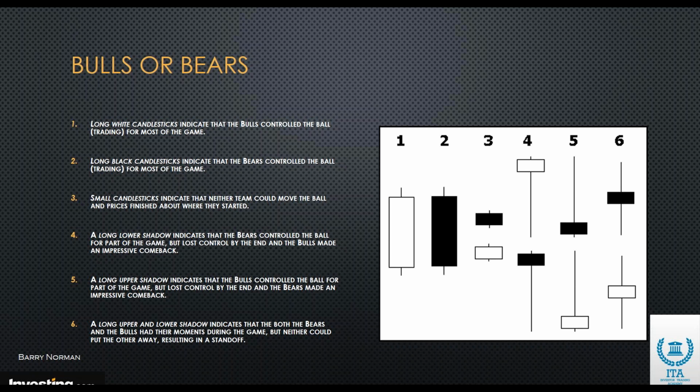Number 5 is just the opposite. The end of the game was totally indecisive. But at some point, the bulls gathered up a lot of momentum, but petered out, and we ended up with a very small candlestick. Number 6 said both of them were having a great big tug of war, pulling back and forth, back and forth, back and forth. But at the end, they all ended up back on the banks. And it's a very good way to look at these.